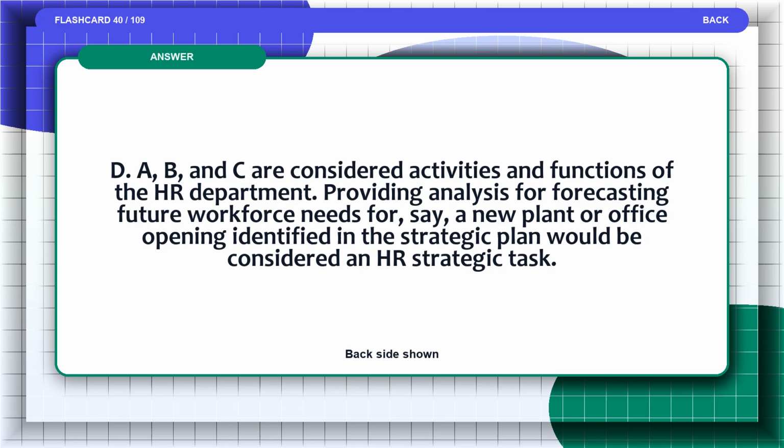The answer is D. A, B, and C are considered activities and functions of the HR department. Providing analysis for forecasting future workforce needs for, say, a new plant or office opening identified in the strategic plan would be considered an HR strategic task.